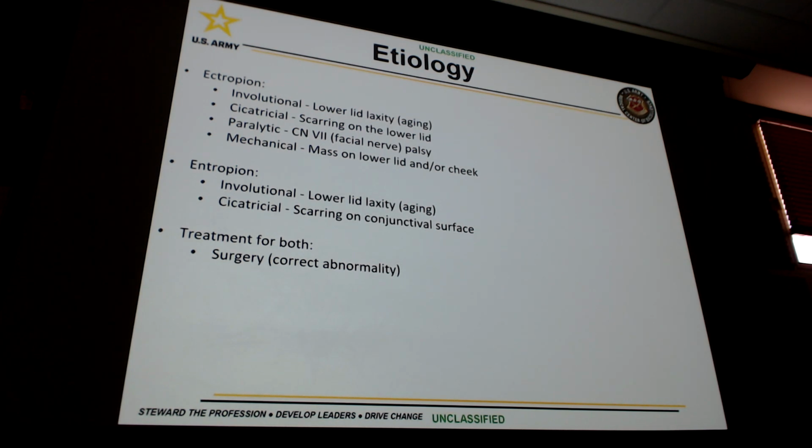Sometimes you can get some scarring on the lower lid if you have a lid laceration and it scars poorly and doesn't heal properly. You can get some scarring, maybe some paralysis if you have something like a Bell's palsy.